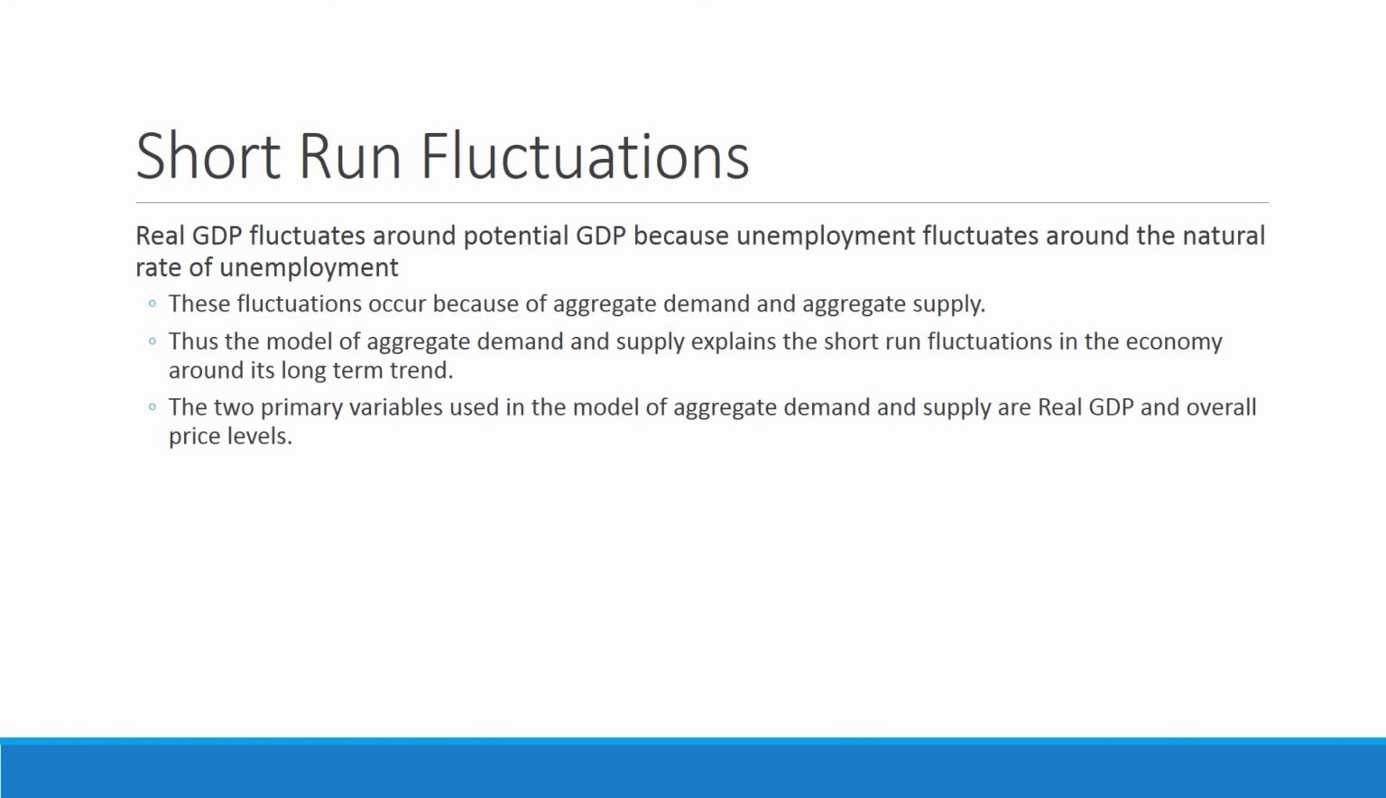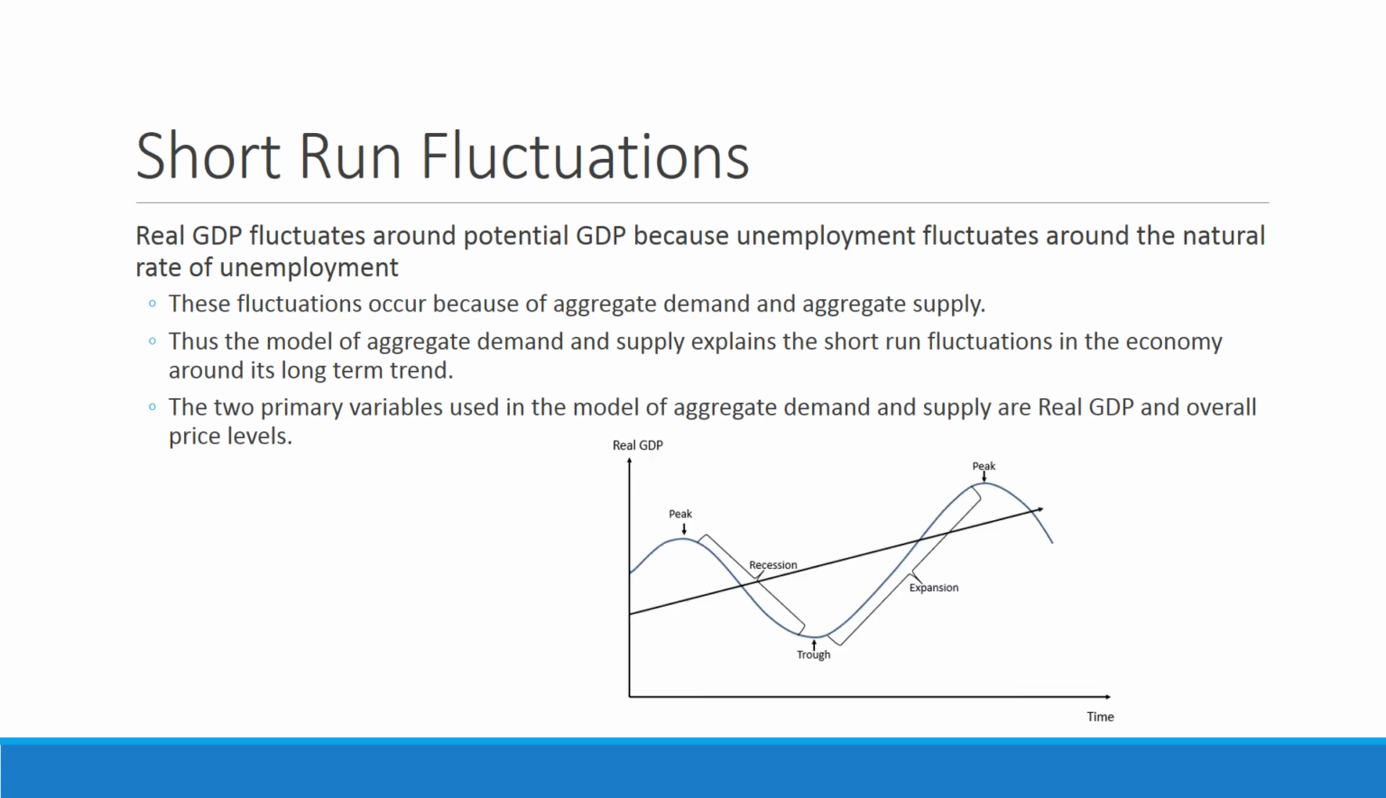So the two primary variables used in the model of aggregate demand and supply are real GDP and overall price levels. When you're looking at the graph, you'll notice that price levels are rising on one side, and down on the bottom, where you're looking at quantity, you'll see real GDP growth and the quantity of production is increasing. And the trend line, of course, is going to move both of those up.